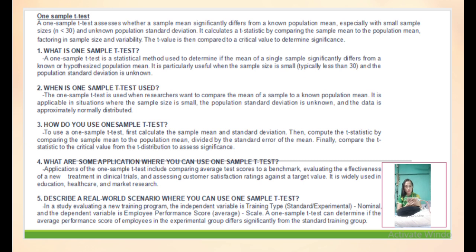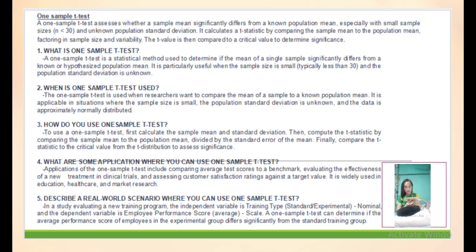Number 1. What is one sample t-test? A one sample t-test is a statistical method used to determine if the mean of a single sample significantly differs from a known or hypothesized population mean. It is particularly useful when the sample size is small, typically less than 30, and the population standard deviation is unknown.